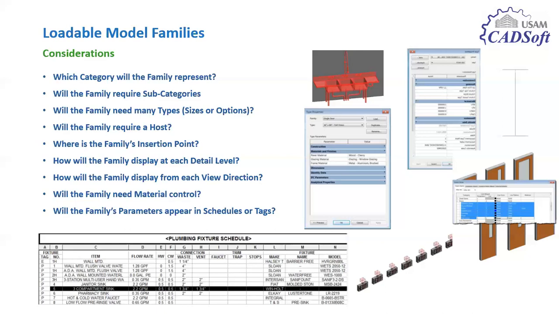Okay. And not only that, how it is going to be displayed in different view directions, whether it's a 2D view or a 2D family or a 3D element. So if it's a 3D element, will it need materials? And then what kind of materials, or is it going to be controlled within the project, or is it going to be predefined? So then finally, family parameters. What are the different types of parameters that we have within that family? And will they appear in your schedules and tags? So these are some of the considerations you have to have when creating a family.